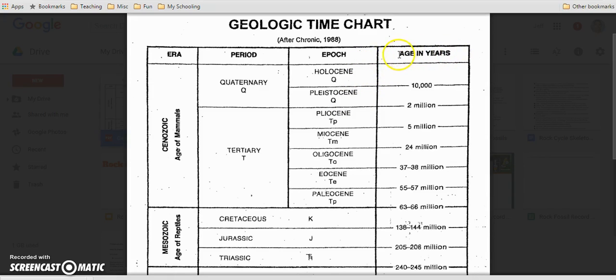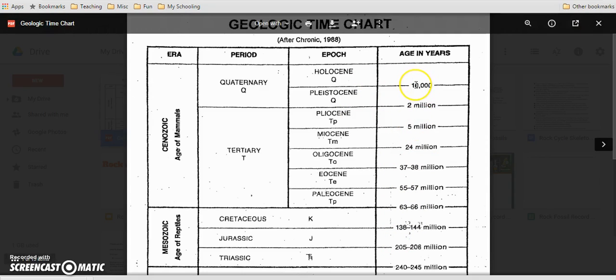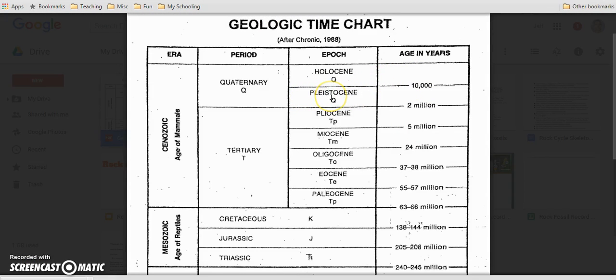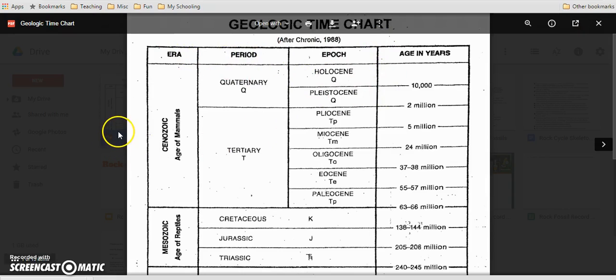Now, over here in this column to the right, this represents how many years back in time we're going as we move down the chart. So 10,000 years ago from today, it would have been the end of the Pleistocene epoch, and it would have transitioned into the Holocene. Now, for the purposes of this class, these are the main things I want you to understand: that eras are the largest category of time, which are split into periods, which are then split into epochs.